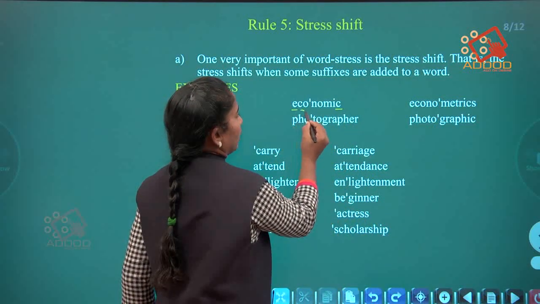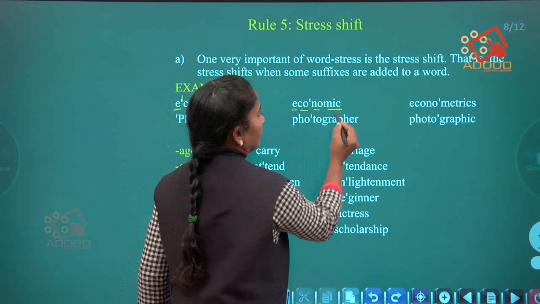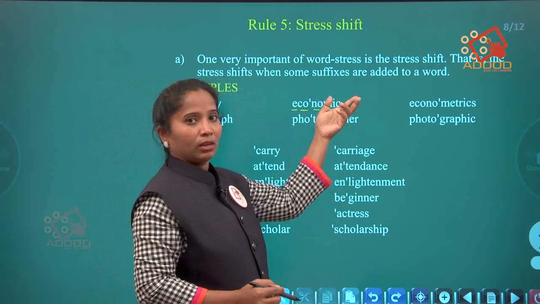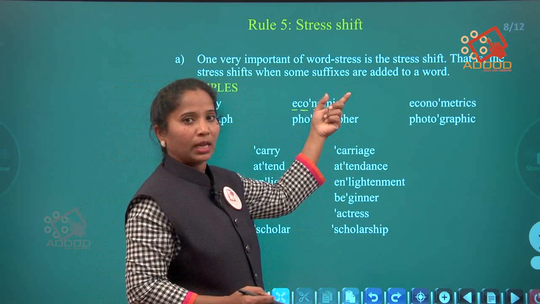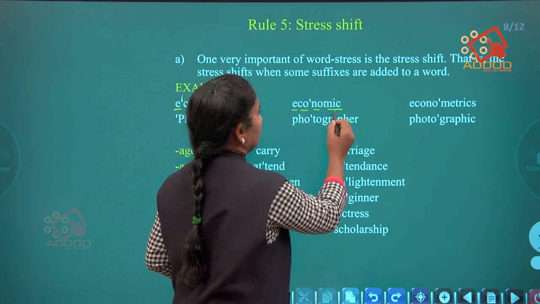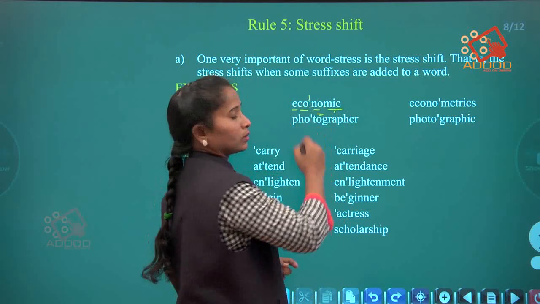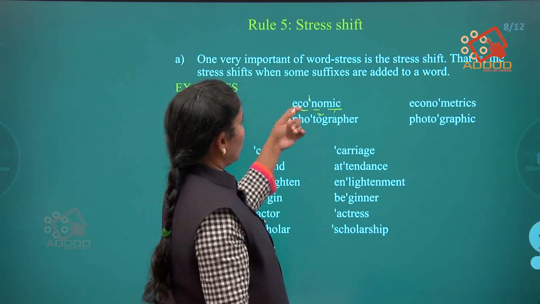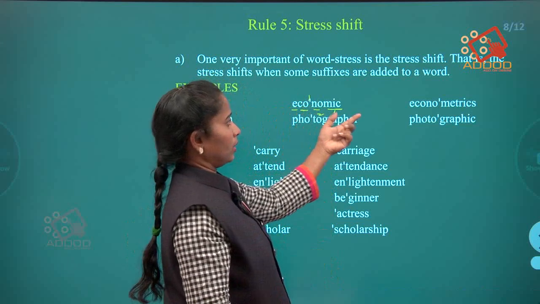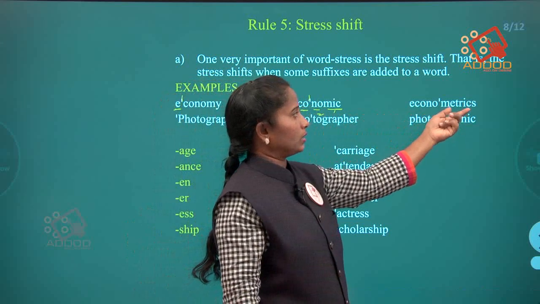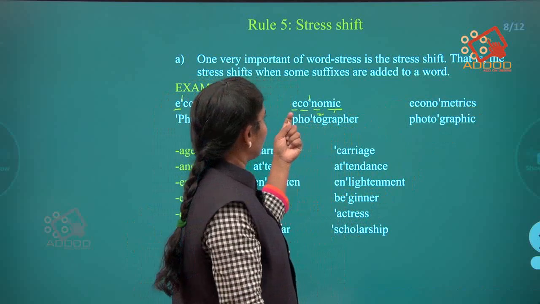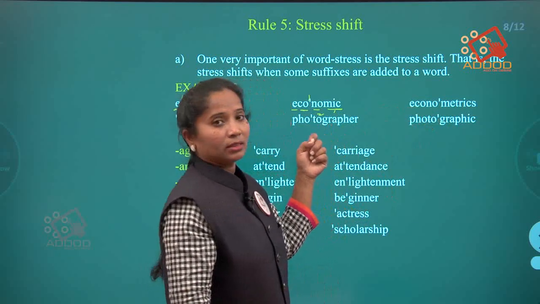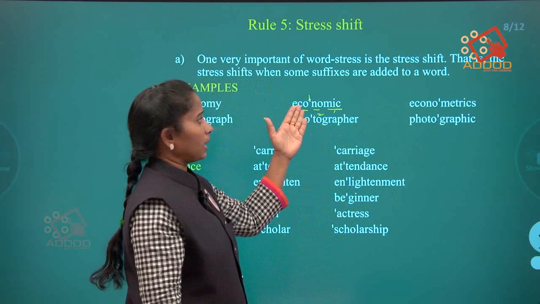How many syllables do you have? You have 4 syllables. So whenever you have the suffix -ic, you have to place the stress on the second syllable from the end. So 1 and 2. So you have to place it here. Now, for the same thing, when -metrics is added, so econometrics, again the stress mark will shift.